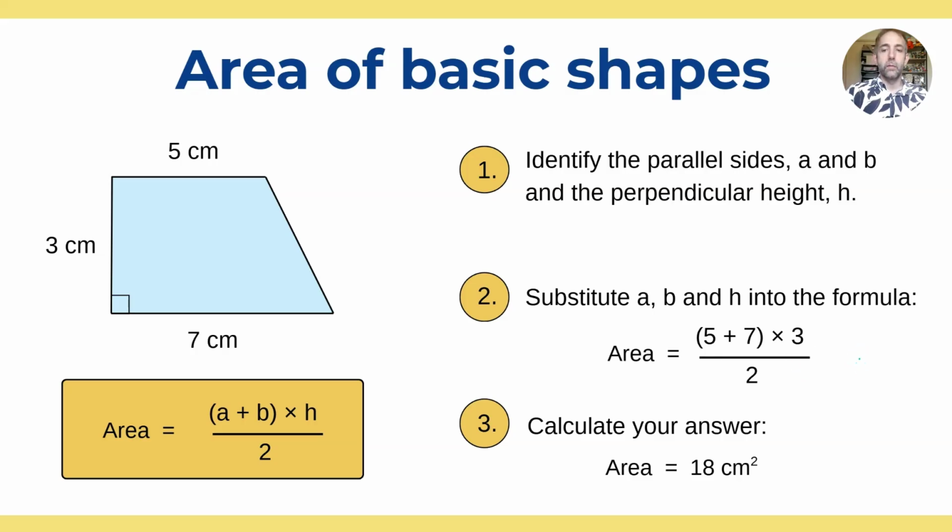So the most important thing is you need to remember that you have to add your parallel sides first. 5 plus 7 must come first, which is why it's in the brackets. And then you need to make sure that you multiply by the height and divide by 2. But that order of the last 2 things doesn't matter, but you must add your parallel sides together first. Let's do another one.